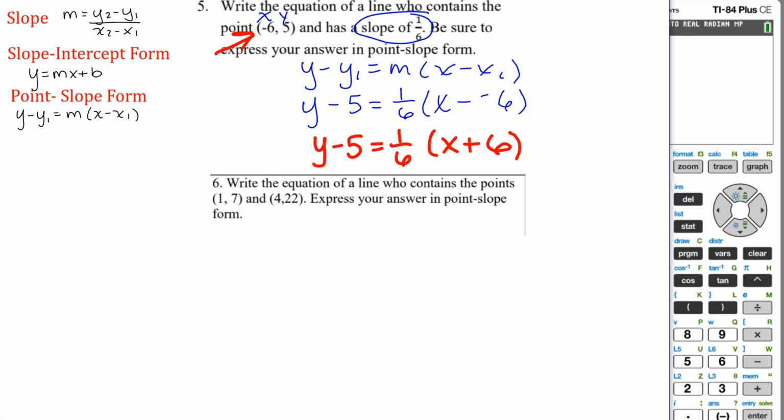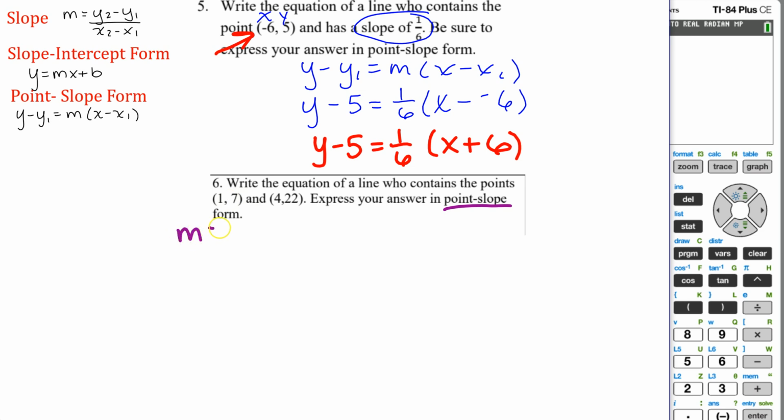For number 6, it says write the equation of a line who contains the points 1, 7 and 4, 22. Express your answer again in point-slope form. So for this problem, it's slightly different than the one that we just looked at because we need to do a little bit of work.